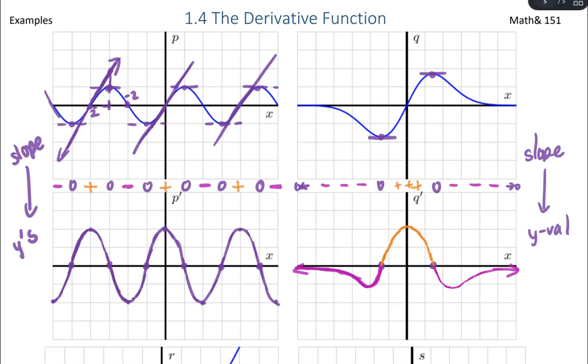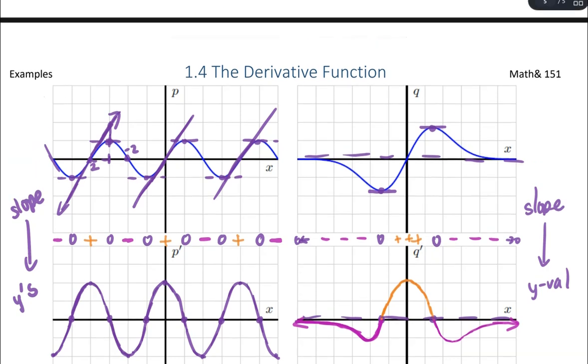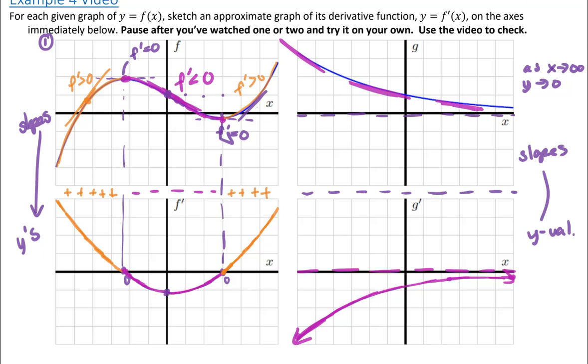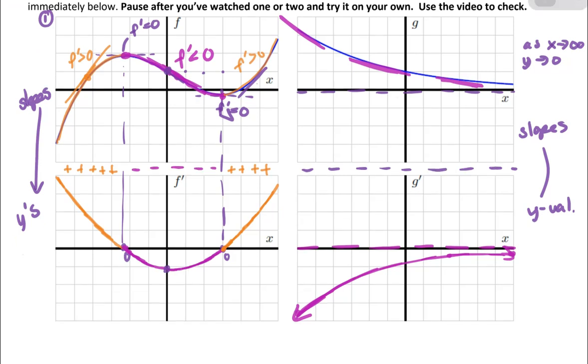So the original function had a horizontal asymptote at y equals 0, and the new function does as well. And you'll find that in general, if your function has some sort of asymptotic behavior, its derivative will as well. It might not be the exact same asymptote, it might be in a different spot, but asymptotic behavior tends to show through as you're doing derivatives. The same was true in this one. We had a horizontal asymptote in the function, also a horizontal asymptote in the derivative.